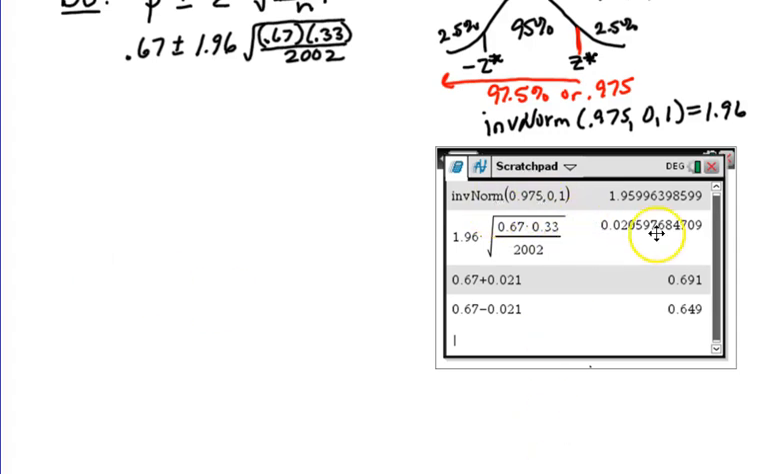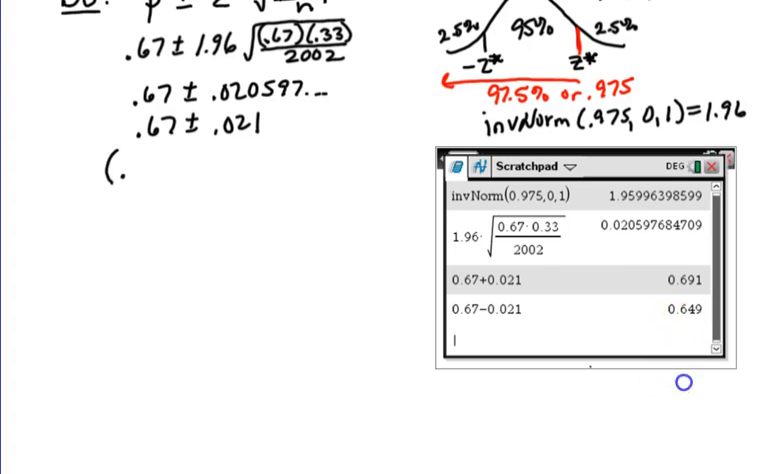I went ahead and did this on the calculator and took a screenshot. So here's my computation for the Z critical value. Here is my margin of error. So I have 0.67 plus or minus 0.020597, which I am just going to abbreviate to 0.67 plus or minus 0.021. And then adding the 0.021 to 0.67 and subtracting it from 0.67 gives me the two endpoints of my interval. So my interval is 0.649 comma 0.691.